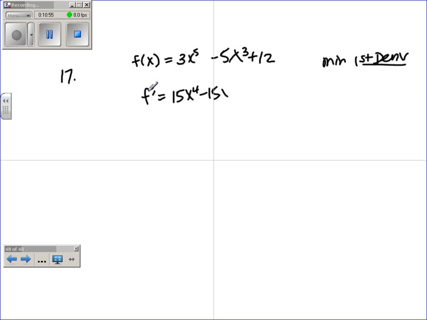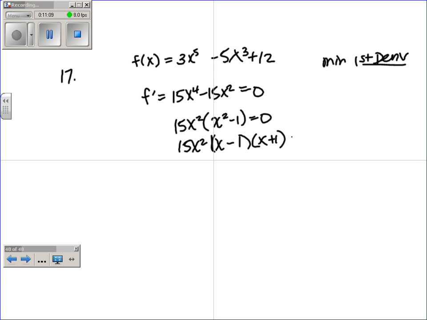Relative minimum of the equation 3x to the 5th minus 5x cubed plus 12. Anytime you hear min, you think first derivative. So, derivative gives us 15x to the 4th minus 15x squared. We need critical values, set equal to 0. Factor out the GCF, so you're left with x squared minus 1, which is a difference of squares. x minus 1 times x plus 1. So you get x equals 0, x equals 1, and negative 1.